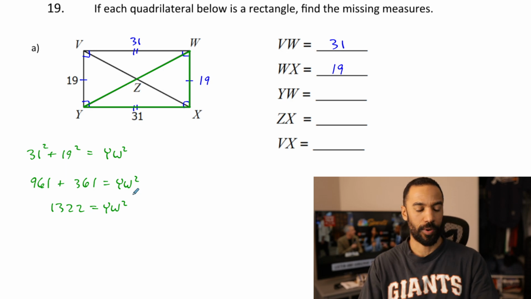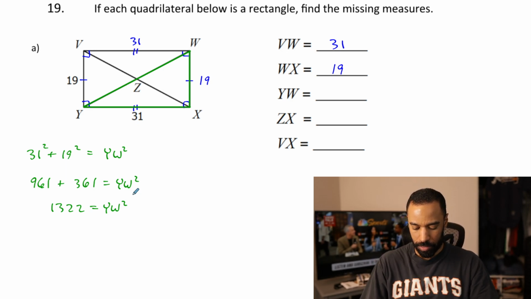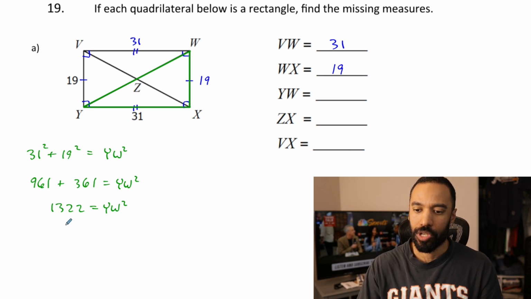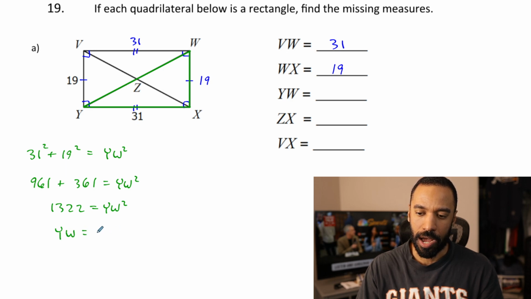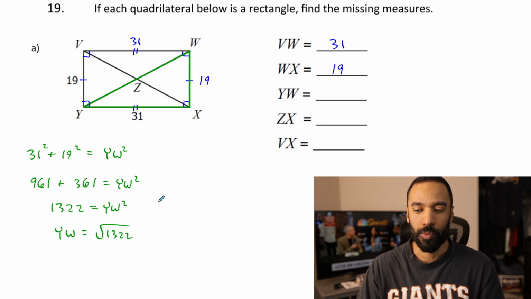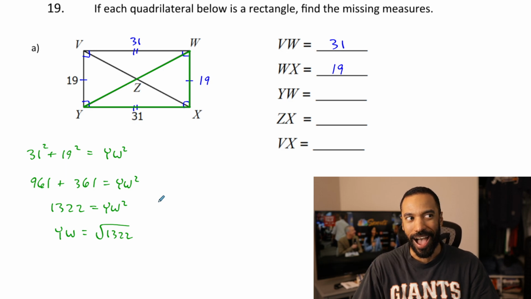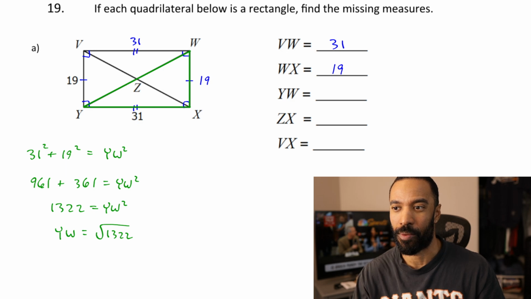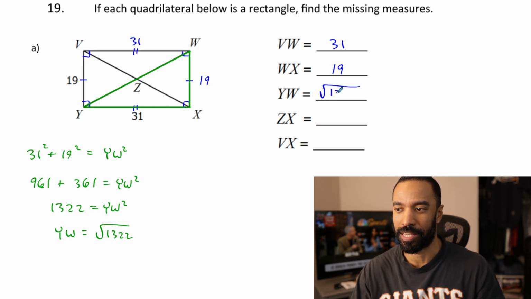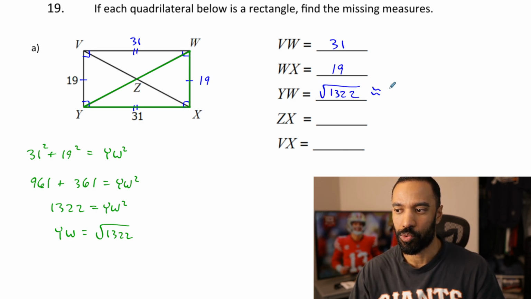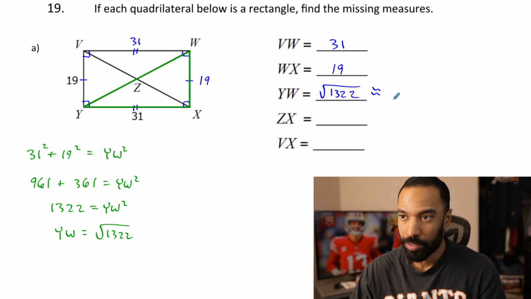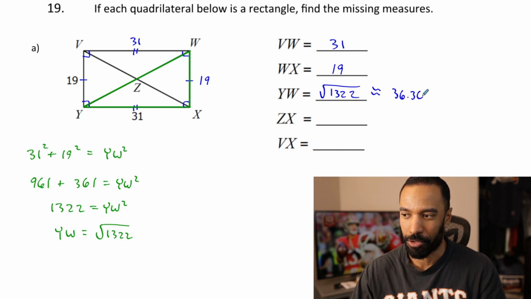And I don't know if that's a perfect square. It doesn't seem like one. Square root. No, it's not. So YW, now listen, square root of 1322. It's one of those things where I don't know if it has any perfect square factors. I'm going to leave it like that. They're not asking me to round, so I'm not going to round it. I'm just going to leave it like this. If you want to say what it's rounded to, it's about 36.4 or 36.36. I'm going to get a little more precise.